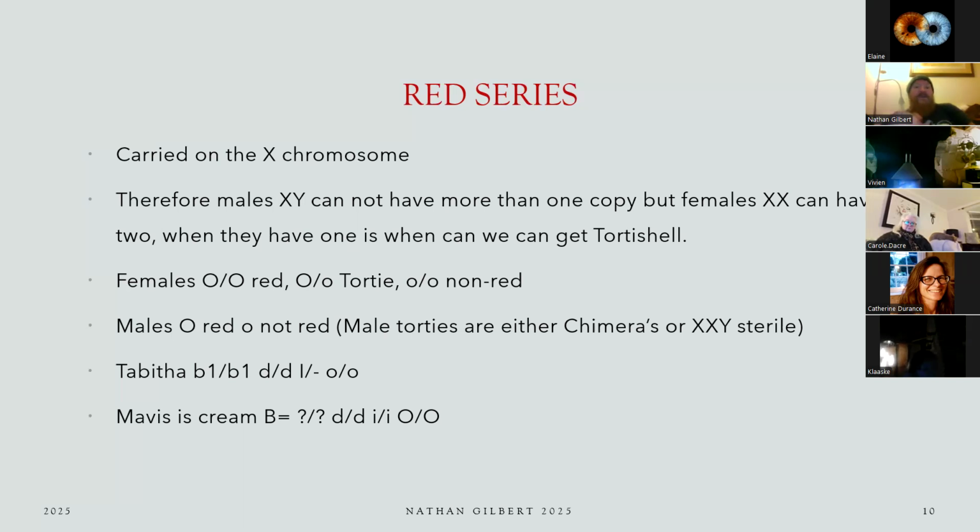It's carried only on the X chromosome. Therefore, males who are XY cannot have more than 1 copy. They only have 1. Females can have 2 copies potentially of the red gene if they get 1 from each parent because they are XX. And when they only have the red on 1 of the X chromosomes, you can get tortoiseshell.